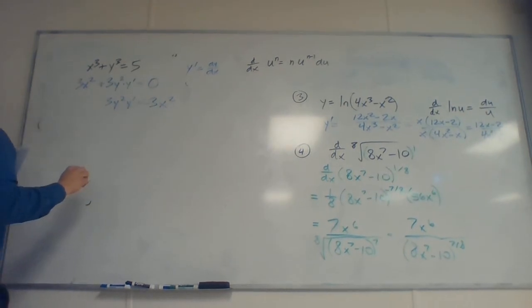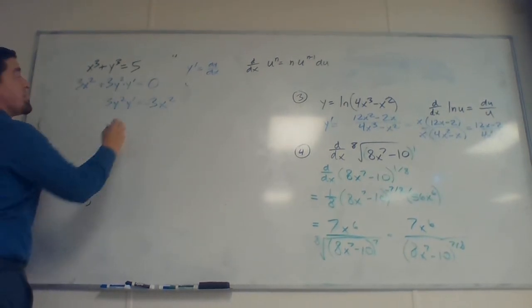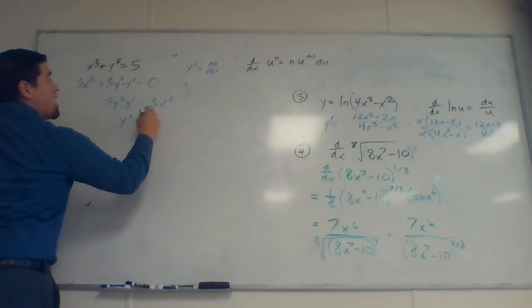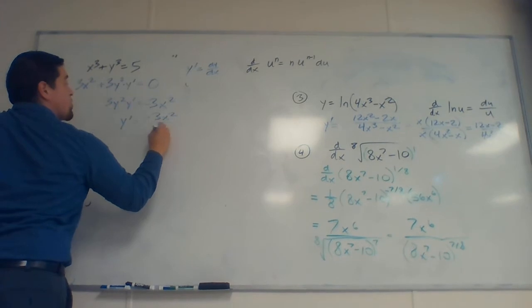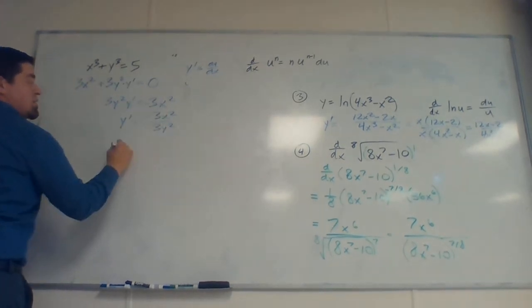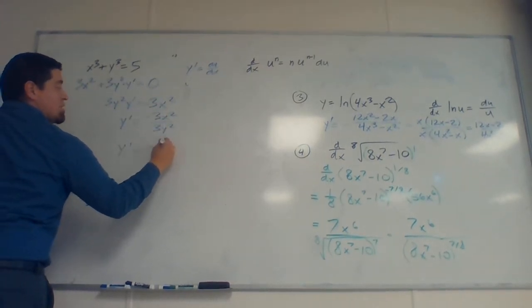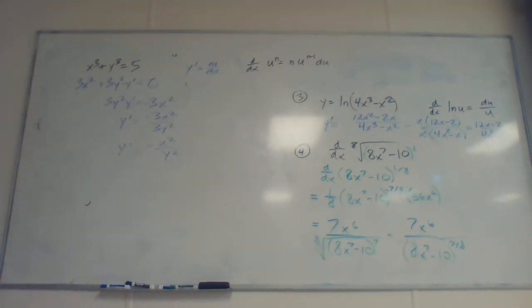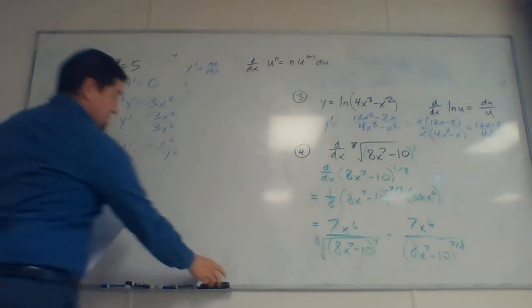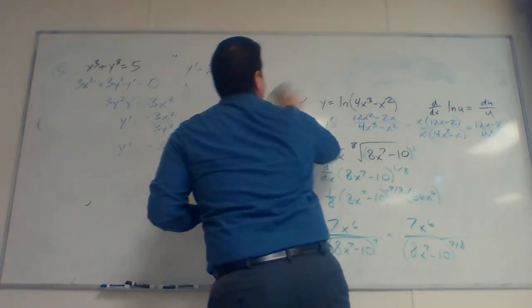And then what? You divide by 3y squared. So it's negative 3x squared over 3y squared. The 3's will cancel. So you end up with negative x squared divided by y squared. Okay, and that's your answer. So that's number 5, using implicit differentiation. So number 6.